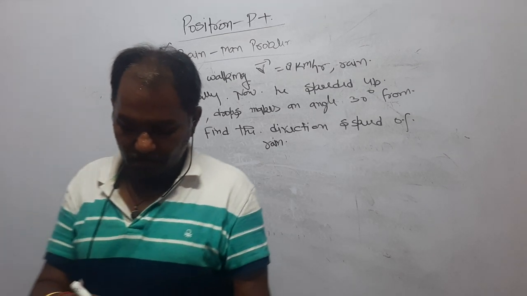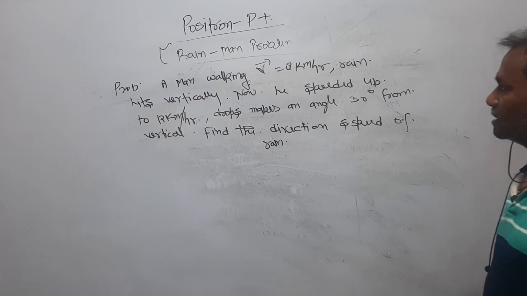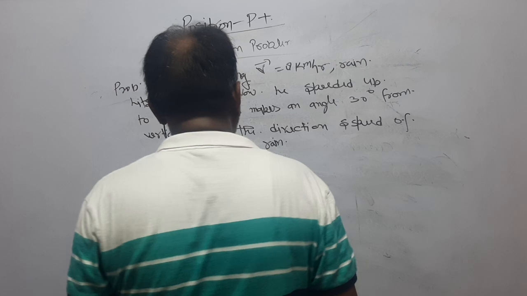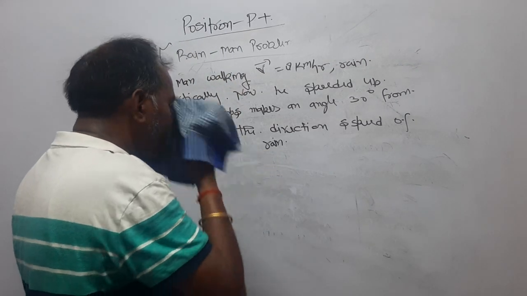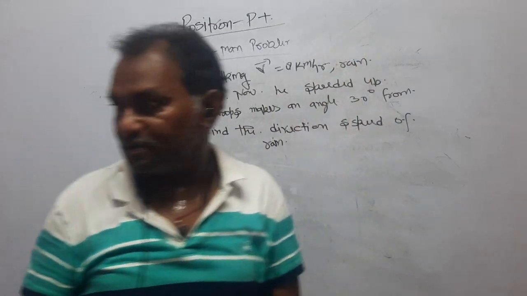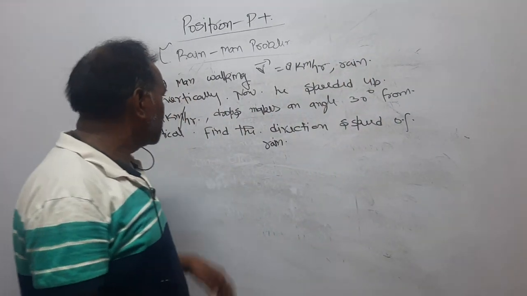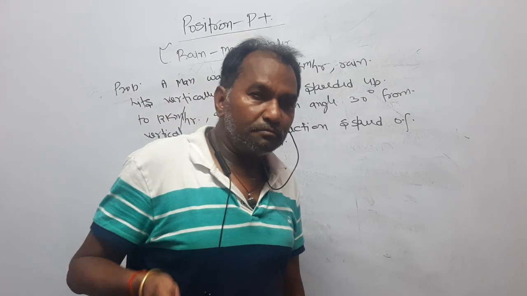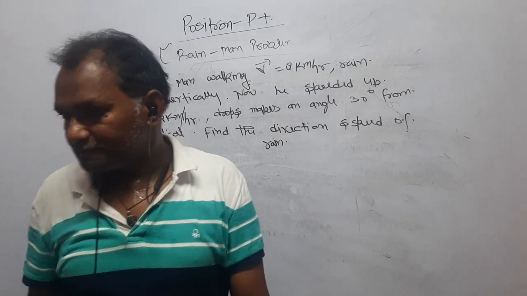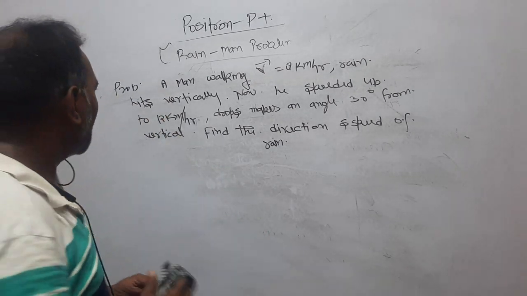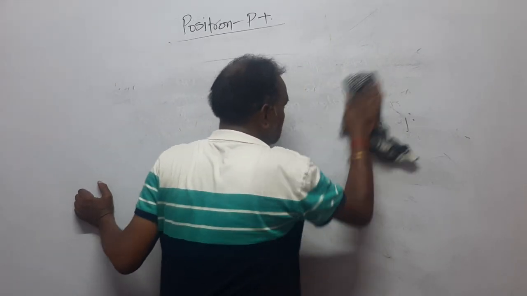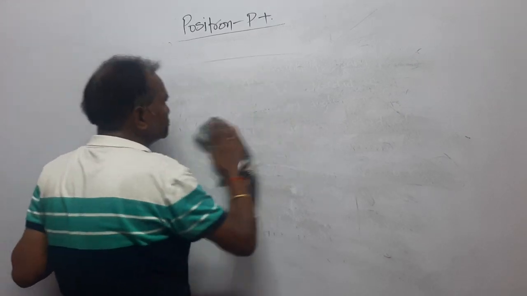Dear student, this is the question. That question says, a man walking with a speed 8 km per hour, raindrops hit him vertically, right? Now he speeded up to 12 km per hour. The raindrops hit making an angle 30 degree from the vertical. Find the direction and speed of rain. Dear student, I'm erasing the question and now let's talk about the solution.